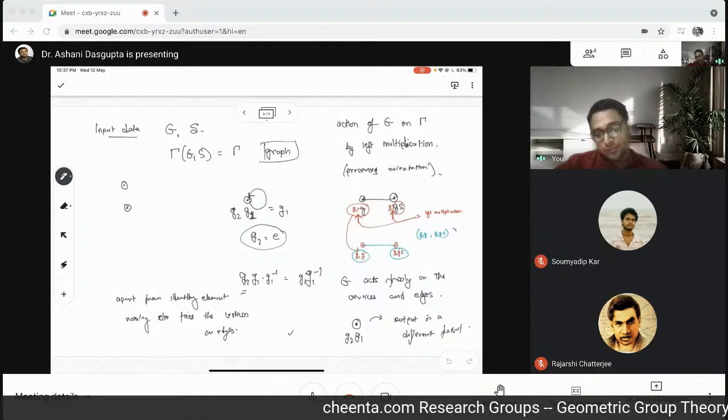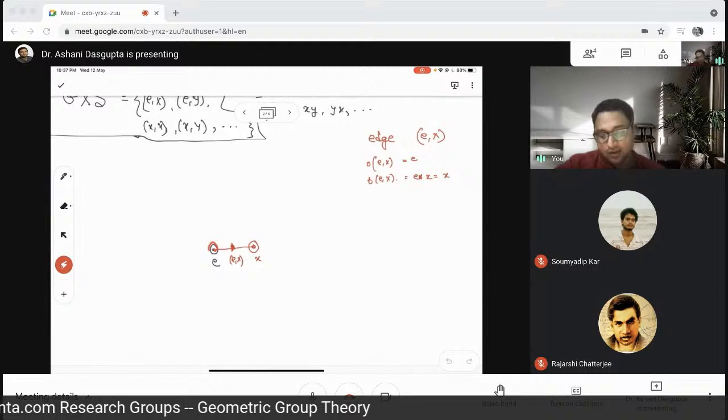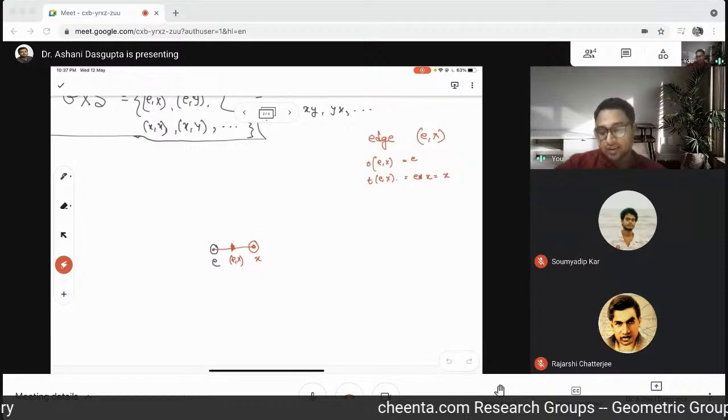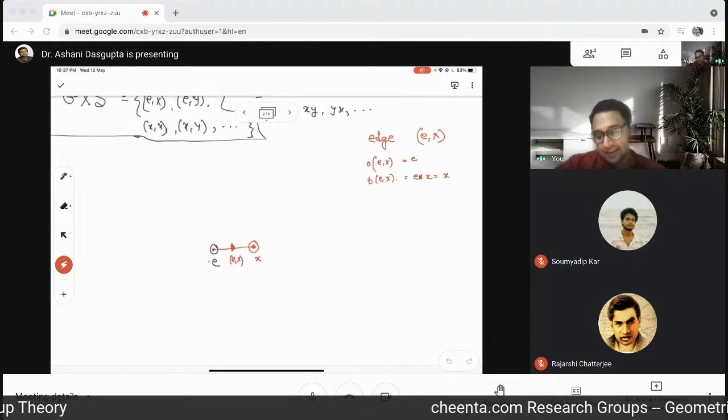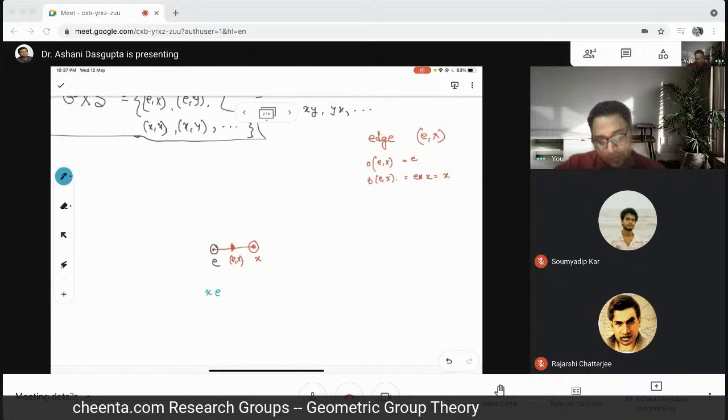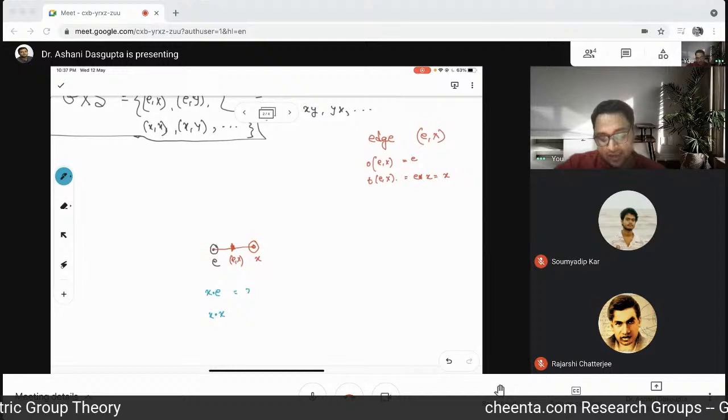Now if you have E as one of the terminus points and X as another terminus point, now we can translate by left. So what do we do? Well, we will be just multiplying to the left by X and we will see what happens. So E, if I multiply by X to the left, and X, if I multiply by X to the left, this becomes X and this becomes X square.